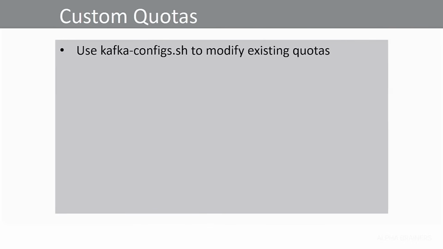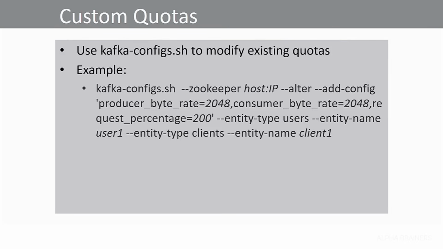custom quotas. So you can use a utility called kafka-configs.sh to modify existing quotas. So here's an example of one. In this case right here, we need to specify the Zookeeper that we'll have associated with our cluster. We're going to use an --alter option to specify that we want to modify something. And then in this case, we want to add a configuration. So we're going to change the producer byte rate to 2048 and the consumer byte rate to 2048.